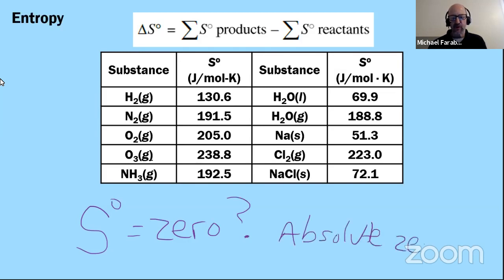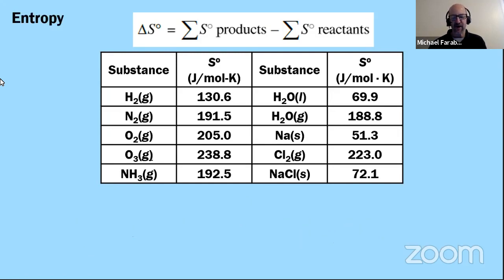So you'll find that if you look up entropy values in a table, they will always be a non-zero number. There's a slightly different situation for aqueous ions. Aqueous ions are defined relative to H+, and so you will see a 0 for that. But for a pure substance, solid, liquid, or gas, as opposed to aqueous ions, you will never find a 0 in these tables.